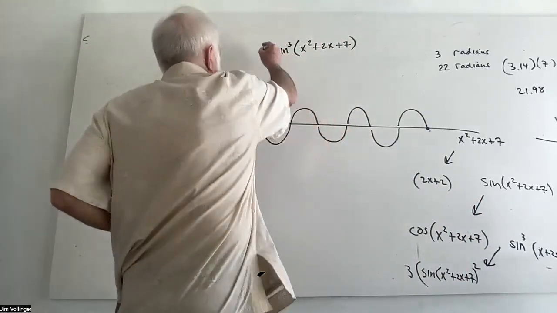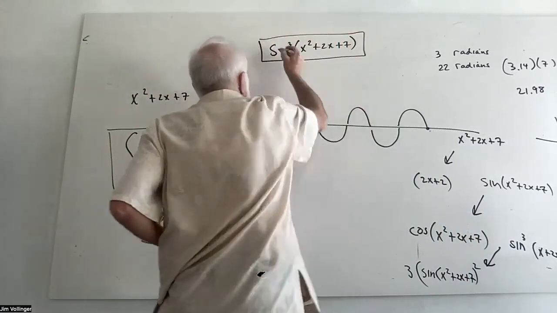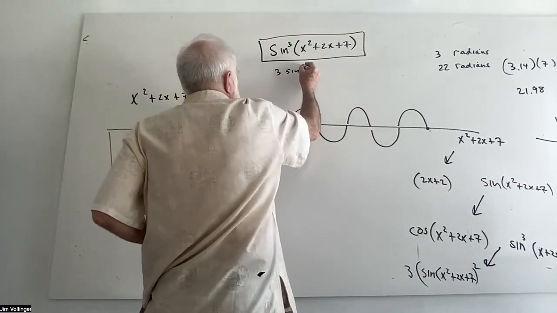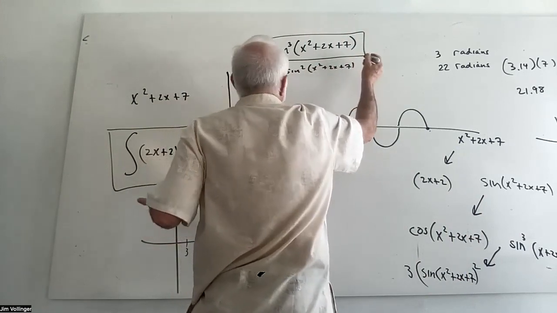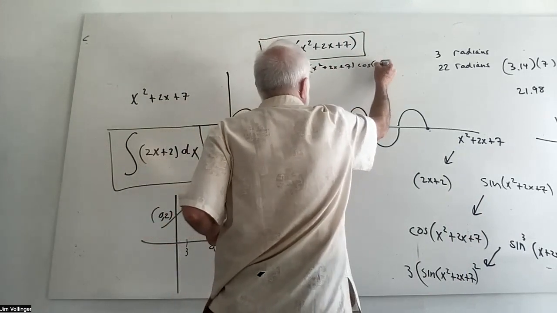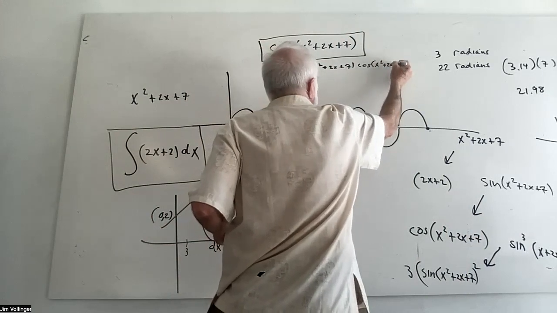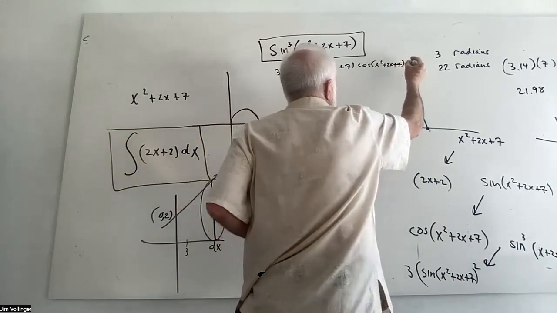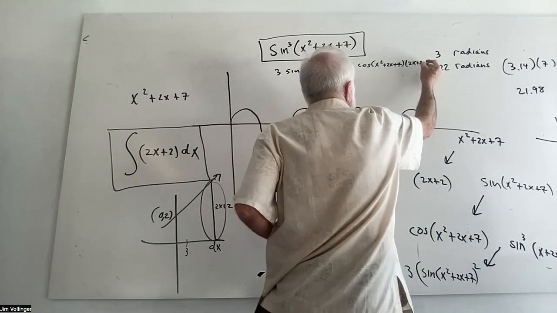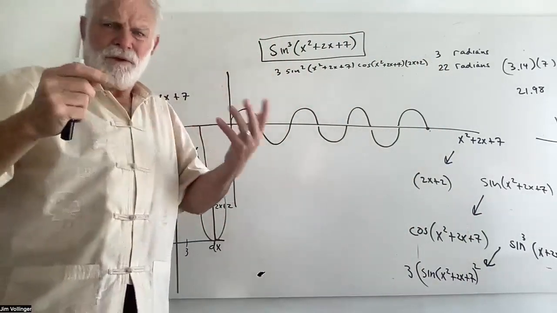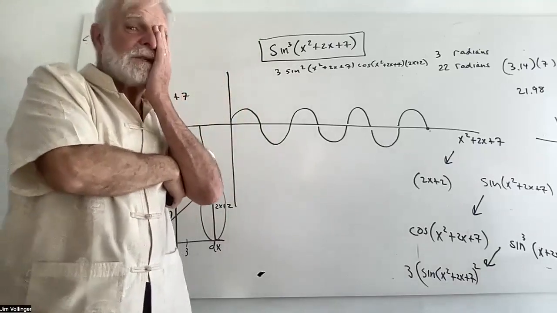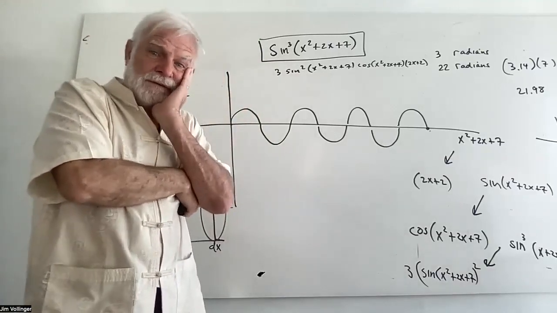And what do we teach in calculus for the derivative of this? We teach 3 sine squared of x squared plus 2x plus 7, and then we multiply by the cosine of x squared plus 2x plus 7, and then we multiply by 2x plus 2. Right? That's the general process that I think most people use, and I'm not sure at this stage that it's the most effective.